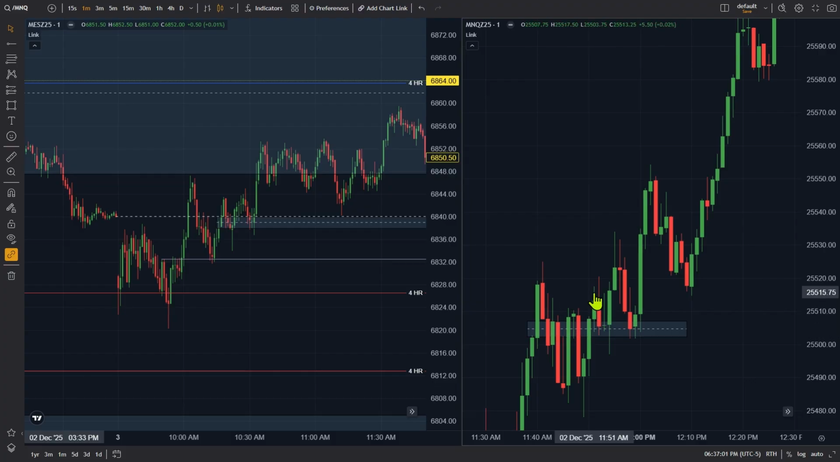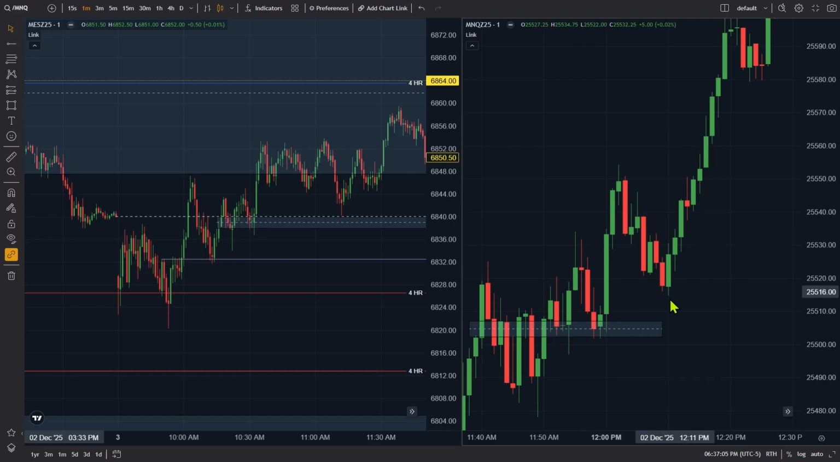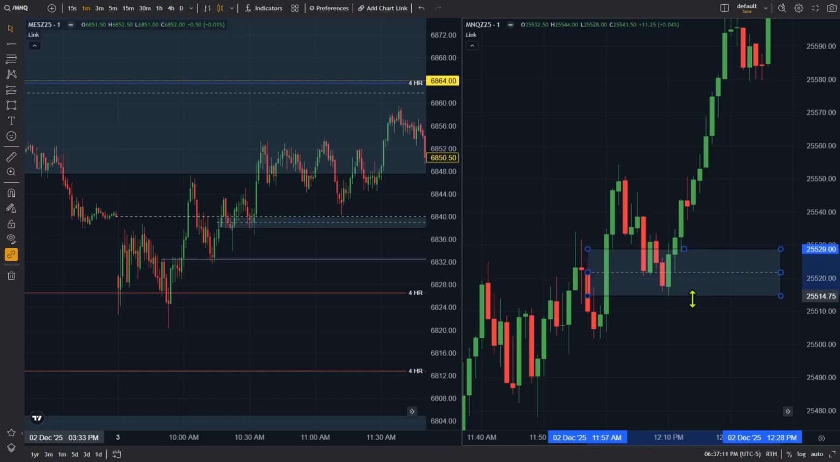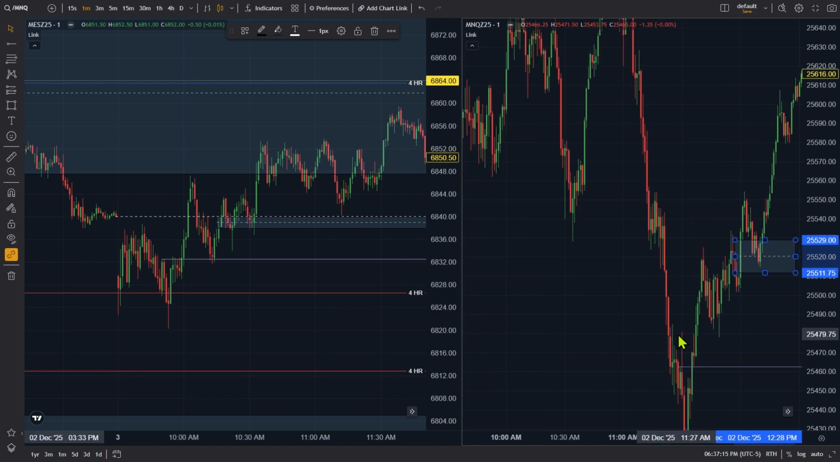This is our first fair value gap. And then we got back above it. We pull away with one here. We come back down. We respect this one. This is the one we need to be focused on right here. We respect this one. And then we go. We go and we run.